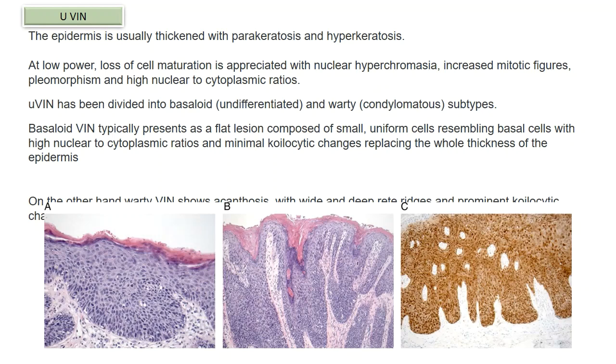UVIN has been divided into basaloid, undifferentiated, and warty or condylomatous subtypes. Basaloid VIN represents a flat lesion composed of small to uniform cells resembling basal cells with high NC ratio, minimal coilocytotic changes replacing the entire thickness of the epidermis. On the other hand, the warty VIN shows acanthosis with wide and deep rete ridges and prominent coilocytotic changes. Now, these are HPV associated, and you will get diffuse block positivity for P16.